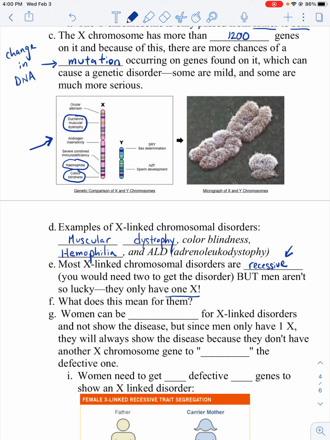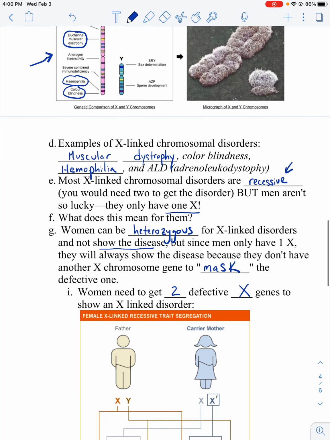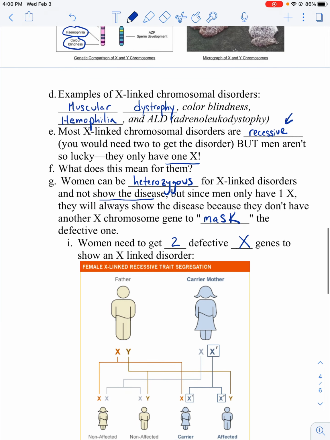Women can be heterozygous for X-linked disorders and not show the disease. But since men only have 1 X chromosome, they will always show the disease because they don't have another X chromosome gene to mask a mutated or defective one. Women will need to get 2 defective X genes in order to show an X-linked disorder. Men only need 1 copy.